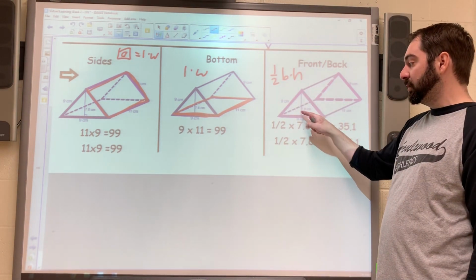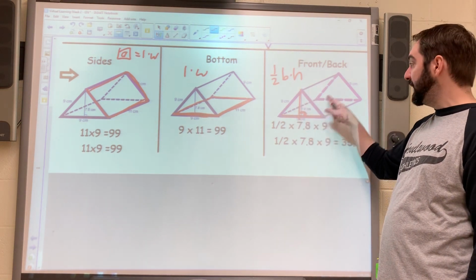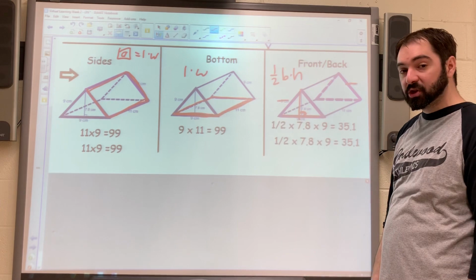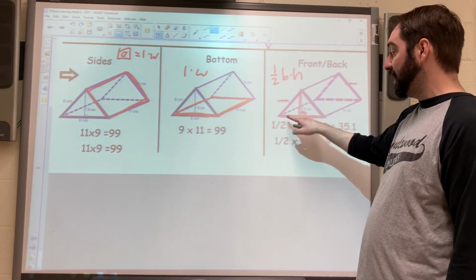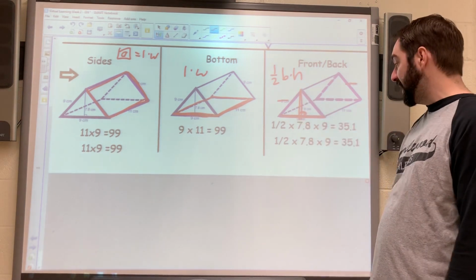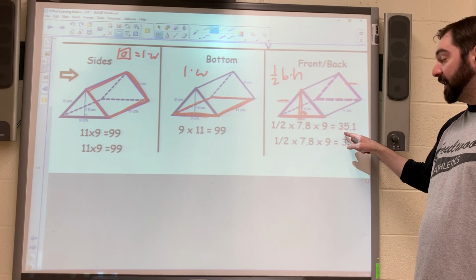Here's my right angle. I know that I have a base of 9 and a height of 7.8. Again, these 9s on the sides of the triangle help me with the rectangles. But again, I need a base and a height for my triangles. 1/2 times 7.8 times 9 is 35.1.